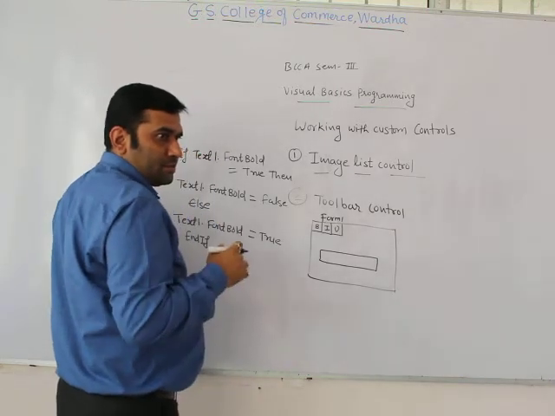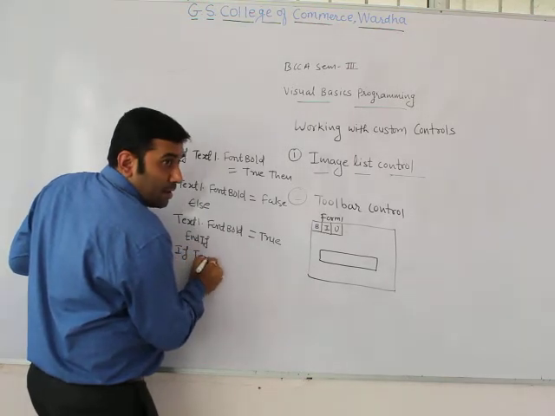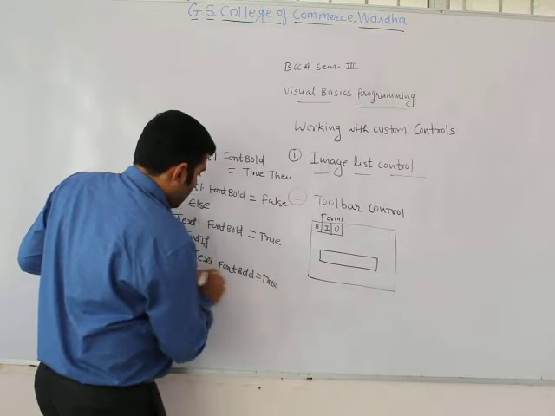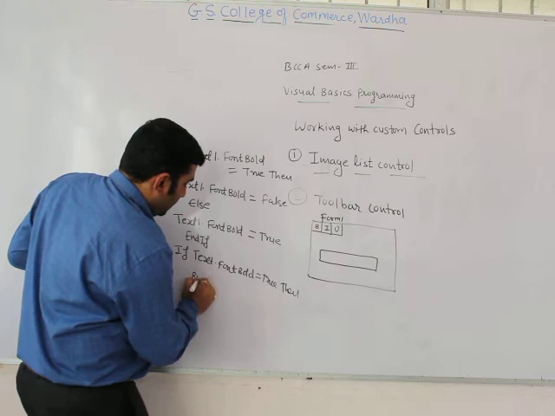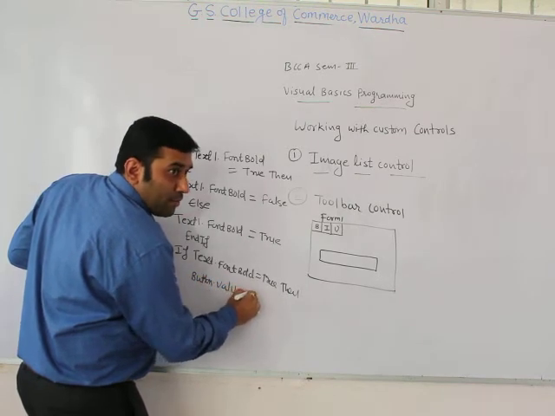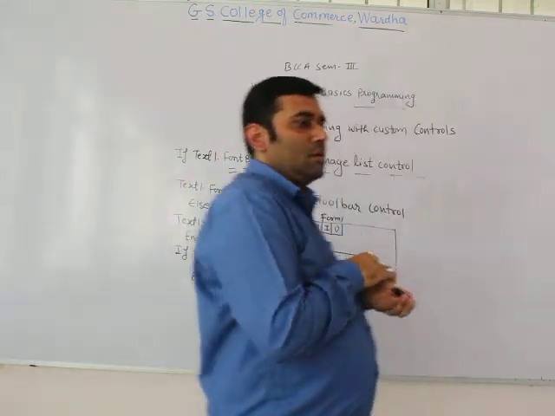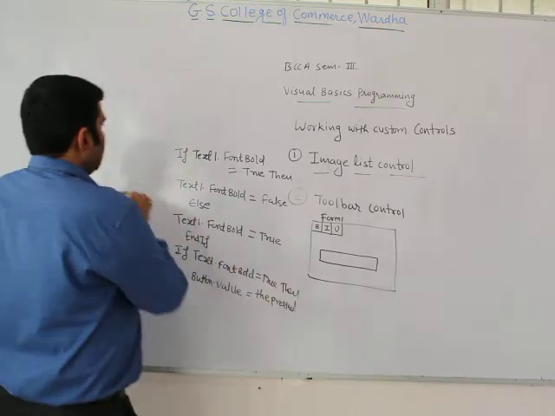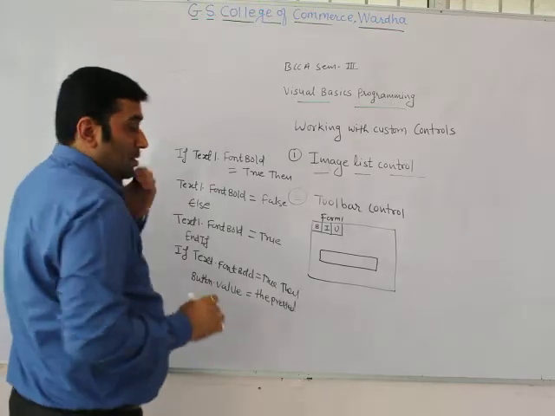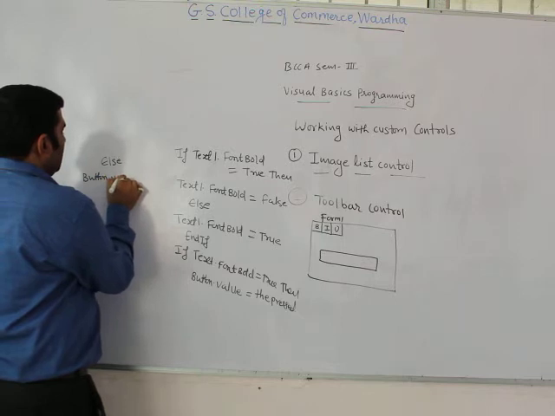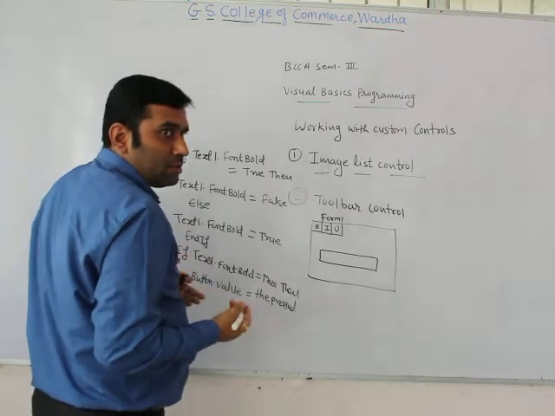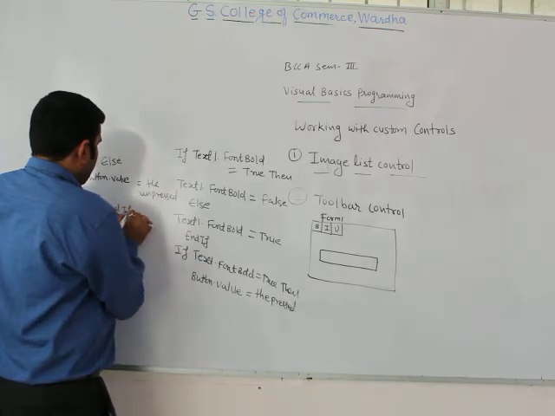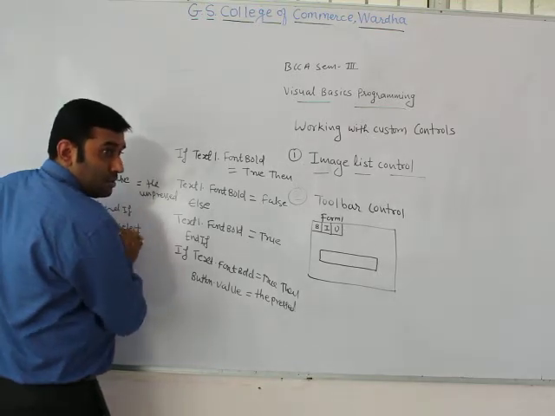If Text1.Font.Bold = True then Button.Value = the pressed state, otherwise, else Button.Value = unpressed. End If, End Select, and End Sub.